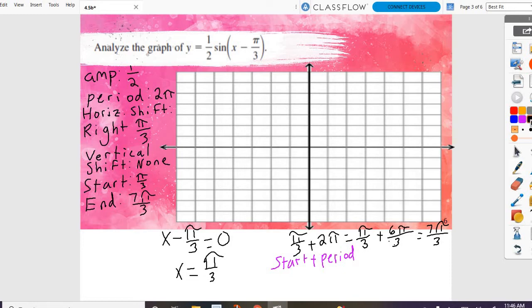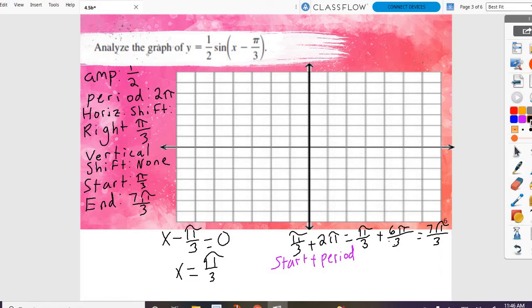If you wanted to extend it to the left of the y-axis, would you subtract 2 pi from the pi over 3? Correct. Or if I had a second cycle, then I would add 2 pi again. But either way, yes. Good question.